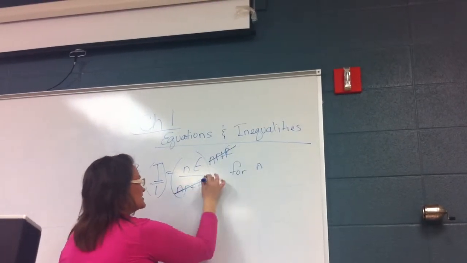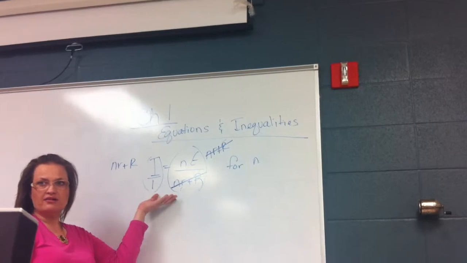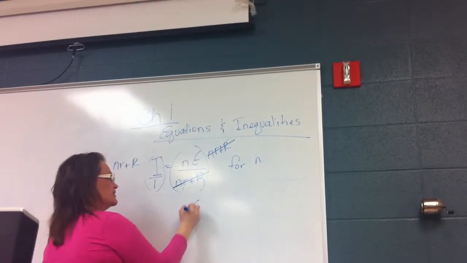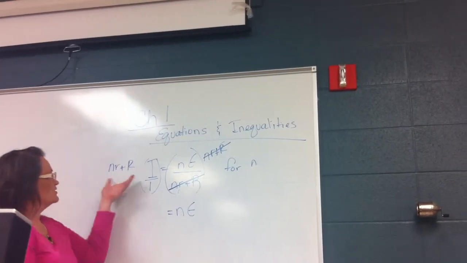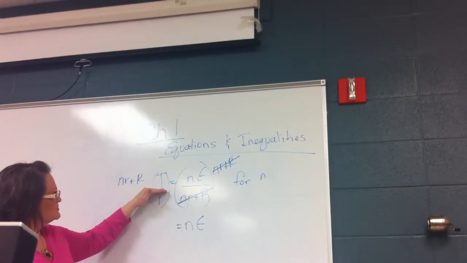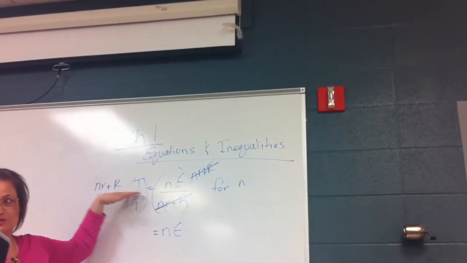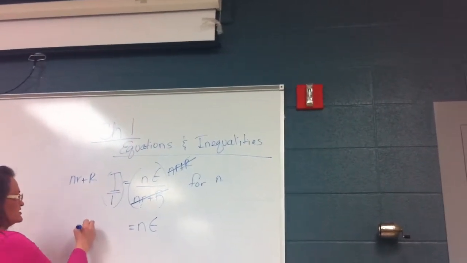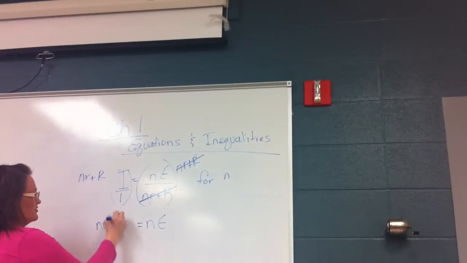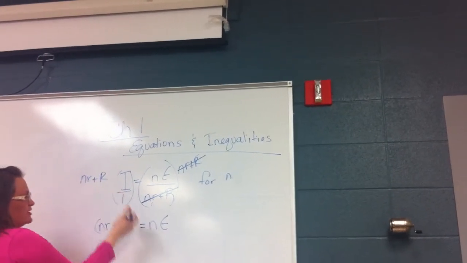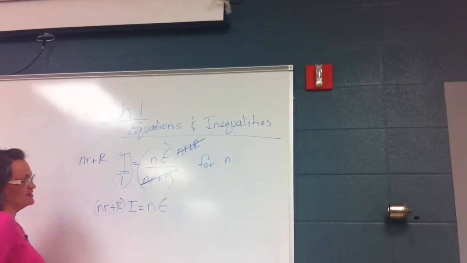Again, on the right side, its purpose was to cancel out that fraction and just leave nE. On the left side, it times by the I that's there, so it will distribute. But for now, let's just say it's nr plus r, that quantity, that binomial, times the I on the left side.